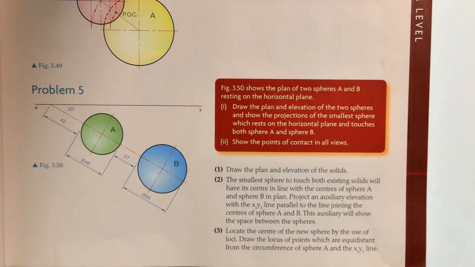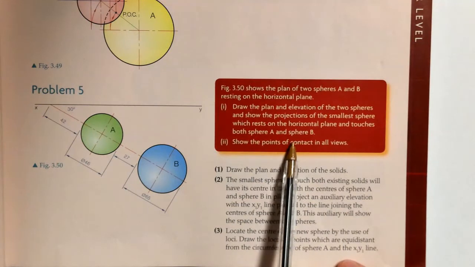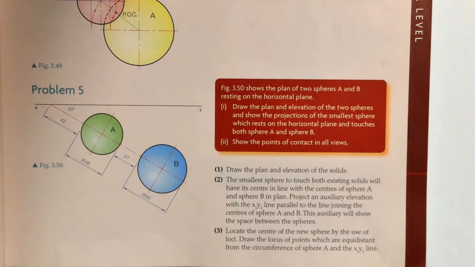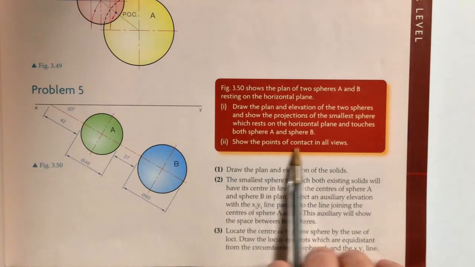Okay, and it also doesn't tell us the radius of that sphere, so we're going to have to find the radius by finding a point that is equal distance from both sphere A and sphere B. Therefore we're going to have to use the process of loci. And then obviously at the very end we're going to have to also show points of contact.